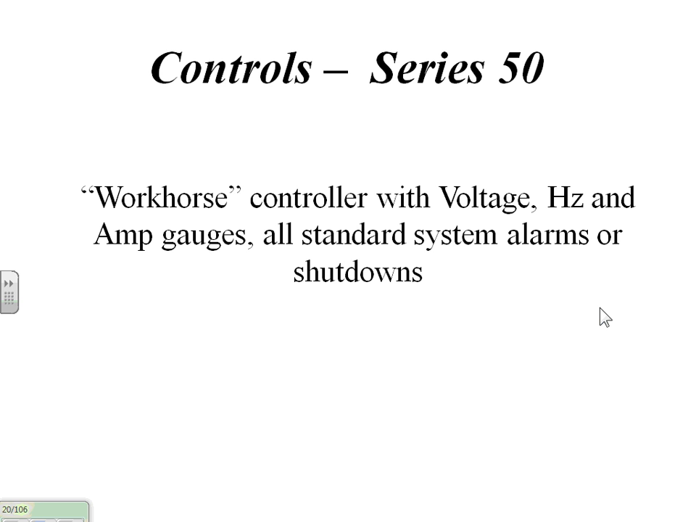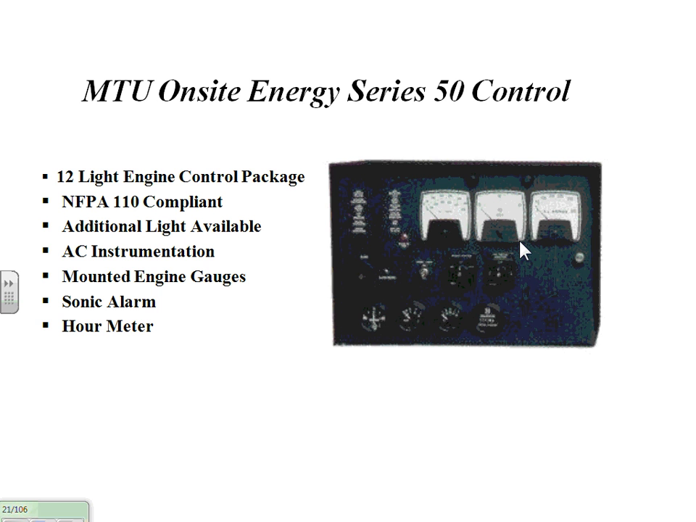Controls. All the diesel sets have controls. Here's kind of the old workhorse. Down here we have the AC portion: voltage, frequency, that kind of thing for the set, and amperes, current. Down here at the bottom we have a full set of engine gauges and maybe a time clock on the end there, an hour meter. The sonic alarm here is there because we've got a monitor system that's NFPA 110 compliant.